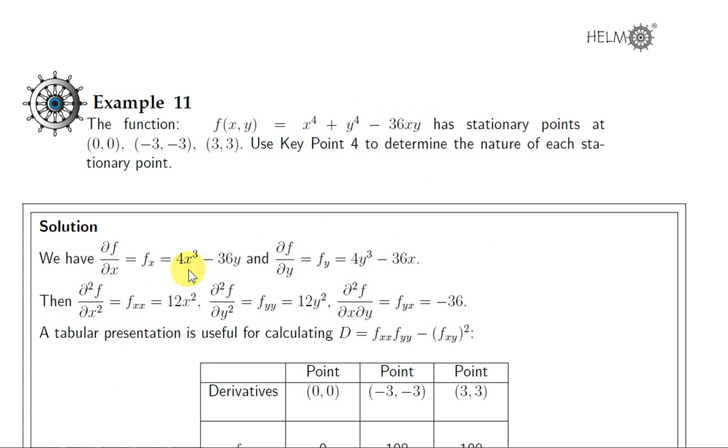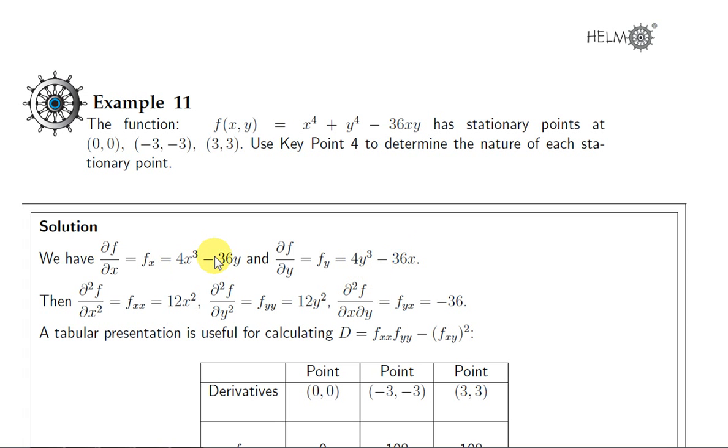Now let's take the second derivative. We need to differentiate this with respect to x, so we get 12x squared. Let's get f sub yy, so we differentiate this with respect to y, get 12y squared. Now we need to take the mixed partial derivatives, so this here is f sub yx. So we could differentiate this here with respect to y, or we could differentiate this here with respect to x, because f sub xy is the same as f sub yx by Clairaut's theorem that we proved in an earlier video.